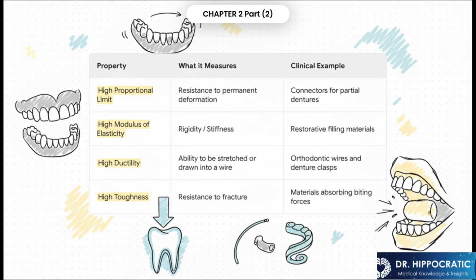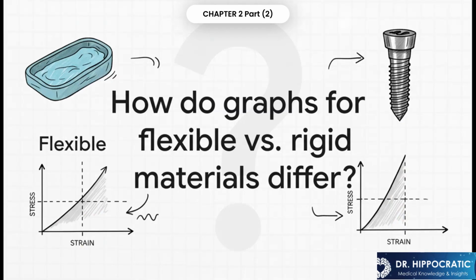You need a high proportional limit for something like a partial denture connector, because it has to flex and spring back to its original shape over and over. You need a high modulus of elasticity, high stiffness, for a filling material so it doesn't bend and flex under chewing forces. High ductility is what lets us bend orthodontic wires and denture clasps without them snapping. And of course, high toughness is absolutely non-negotiable for pretty much any material that has to absorb those powerful biting forces without fracturing. So you see, this one graph tells a material's entire life story.